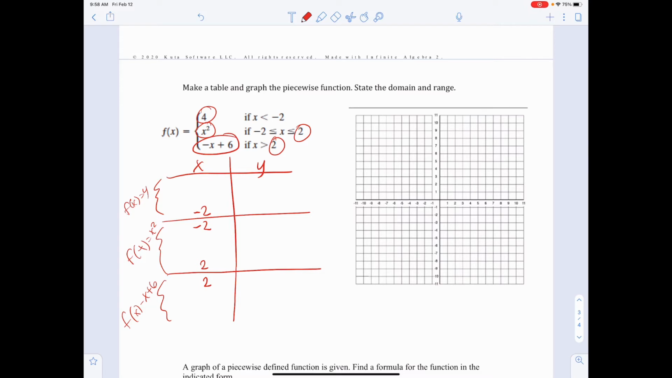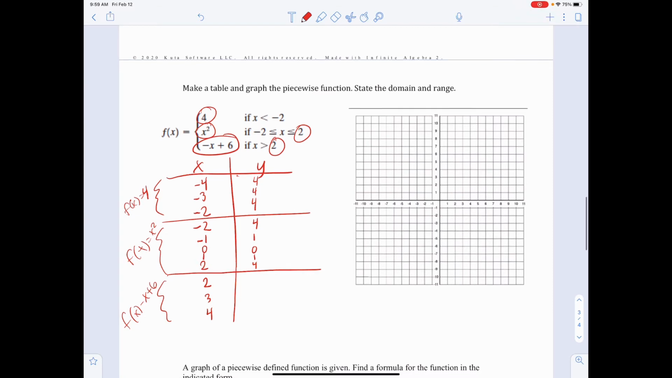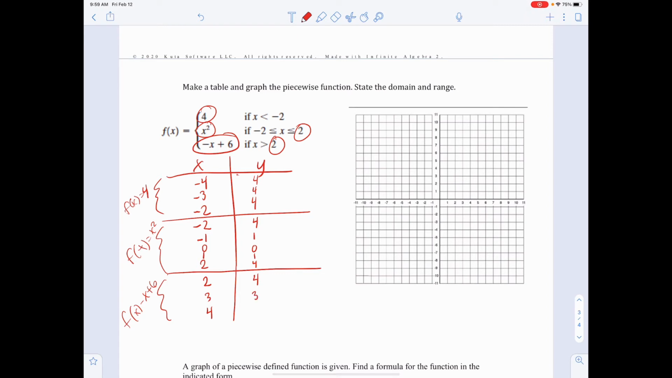And then we need to decide which one is an open circle and which one's a closed circle, okay? So I'm going to fill in some of the spaces in between. This is going to be negative 3, negative 4. This is negative 1, 0, 1, and this is 3, 4. And then all the answers here are f of x equals 4 every time. And then the next one changes. This is 4, 1, 0, 1, 4. And then this is f of x equals negative x plus 6. So negative 2 plus 6 is 4, negative 3 plus 6 is 3, negative 4 plus 6 is 2.